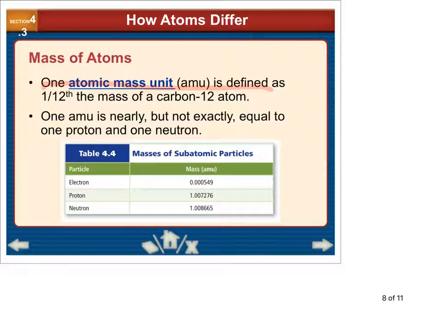Atomic mass unit, 1/12 the mass of a carbon-12 atom. An atomic mass unit is really close to 1 proton or 1 neutron. So a proton has an atomic mass of 1.007 and a neutron just slightly heavier at 1.008.